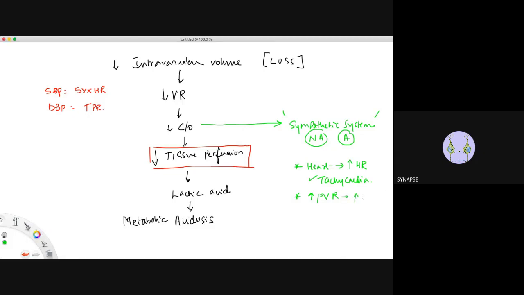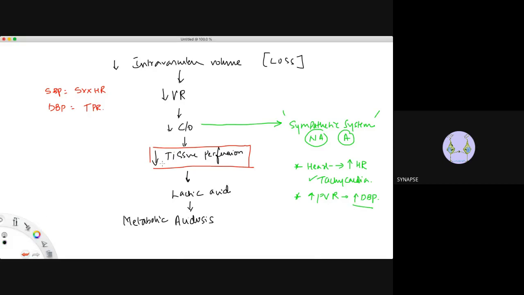The DBP is going to increase. Is this clear? Because of the sympathetic activation, there's going to be tachycardia and increased DBP. So, this is in the compensatory phase of hypovolemic shock.